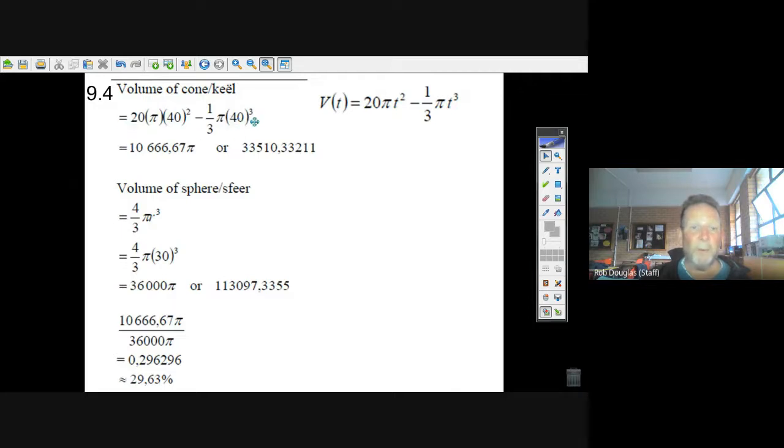We just put it in the formula, put it in our calculator, and we get 10,666 and 2/3 pi. And then the volume of the sphere, we know the radius of the sphere is 30. So there's the radius of the sphere. It's 36,000 pi. Well, we just make a fraction. 10,666 over 36,000. We get 0.2962 on our calculator. That's 29.63%, rounded off to the nearest.